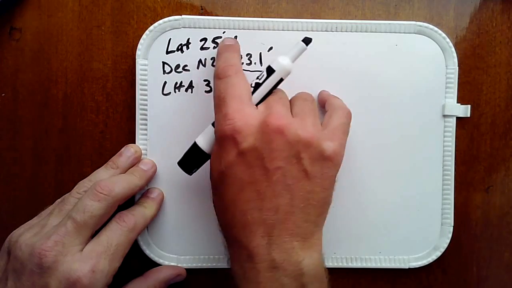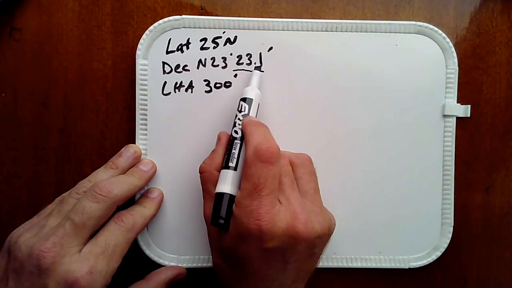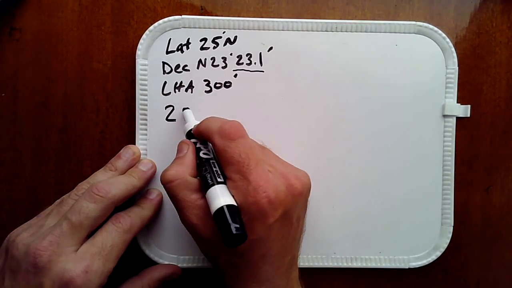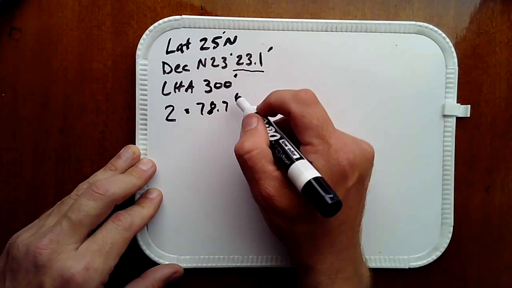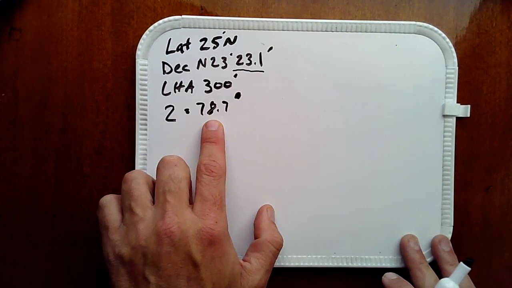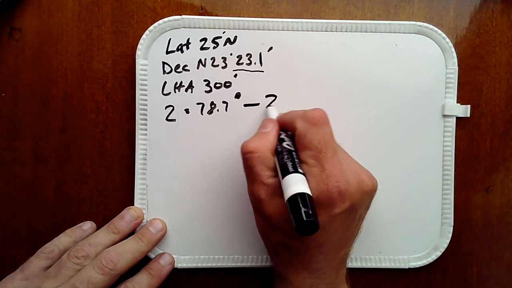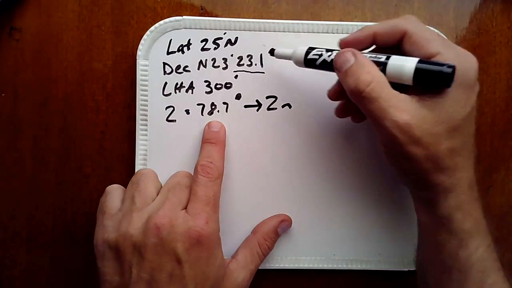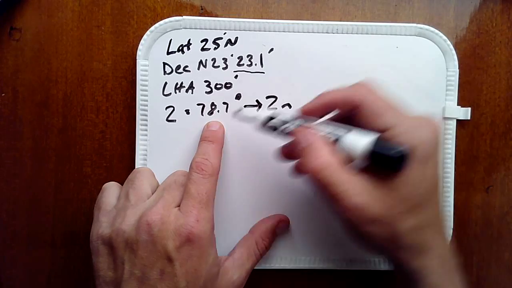So if we had a latitude of 25 degrees north, a declination of 23 north, 23.1 minutes, and an LHA of 100, you would pull out a Z base value of 78.7 degrees. So normally this is going to be perfectly fine for celestial navigation math. We would use this and turn it into a ZN depending on what our specific circumstance was. However, if you do want to account for this 23.1 leftover declination increment, we can talk about how to do that.